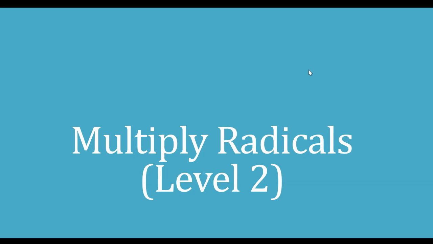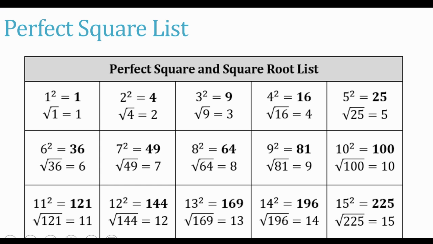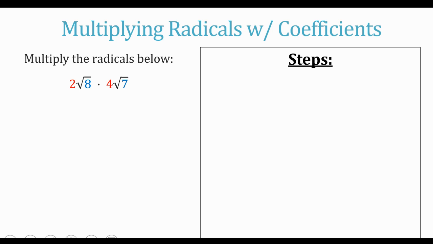Hey everyone, so now that we know how to multiply pretty simple radicals, we're going to take a look at multiplying radicals that also have coefficients. So let's take a look. Okay, as always, the first slide is going to be this perfect square list. Remember, I cannot stress enough how important it is to know your perfect squares, especially when working with radicals. So write it down, print it out, memorize it, do what you gotta do.